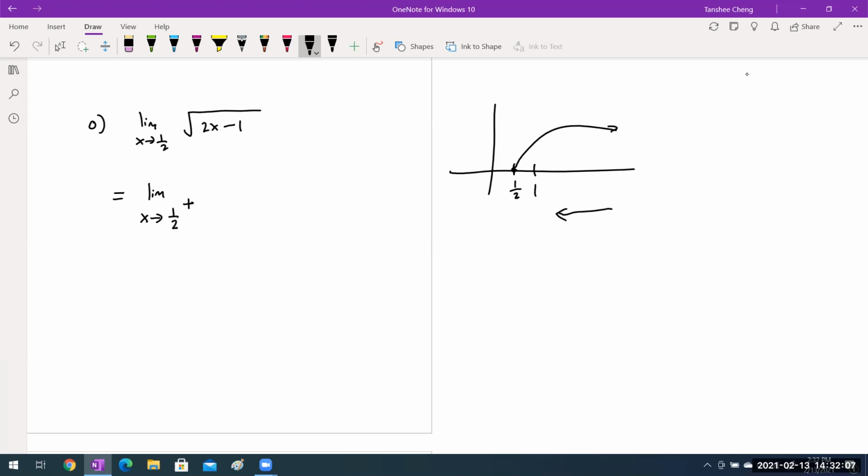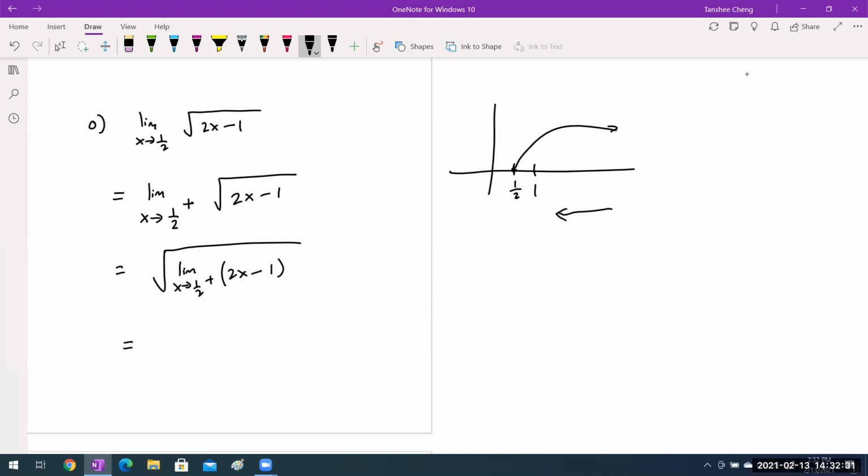You need to indicate it correctly which limits only apply in this kind of situation. So square root of what? 2x minus 1. And by using the limit law, I can basically say the limit of the square root is the square root of the limit, right? As x approaches 1/2 from the positive side of 2x minus 1.